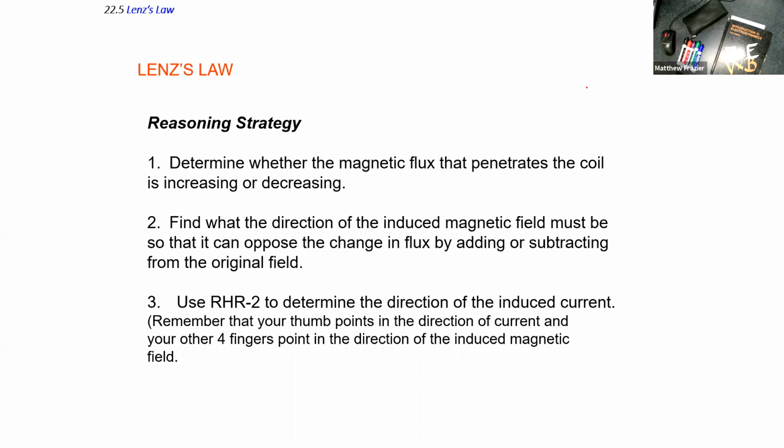Then you have to figure out what magnetic field you would need to undo that change in flux. And then you would apply your right-hand rule where you're grabbing a wire, your fingers are indicating the magnetic field curling around the wire, and your thumb indicates the direction of the current. That's the current that has to show up.